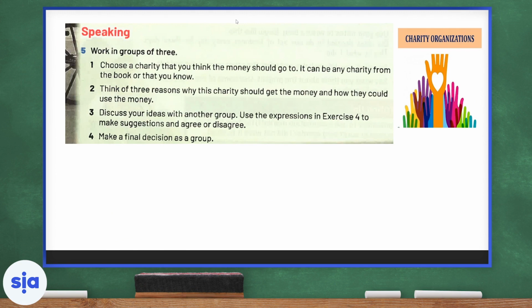Our speaking section. You need to find 2 partners so that you can work in groups of 3. And this is going to be about charity organizations.